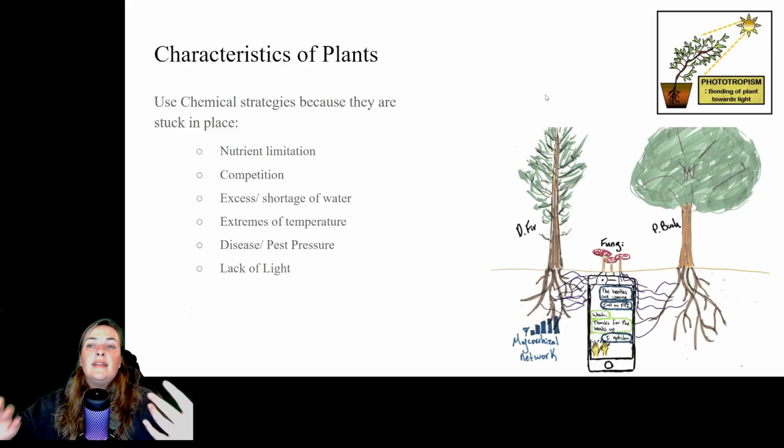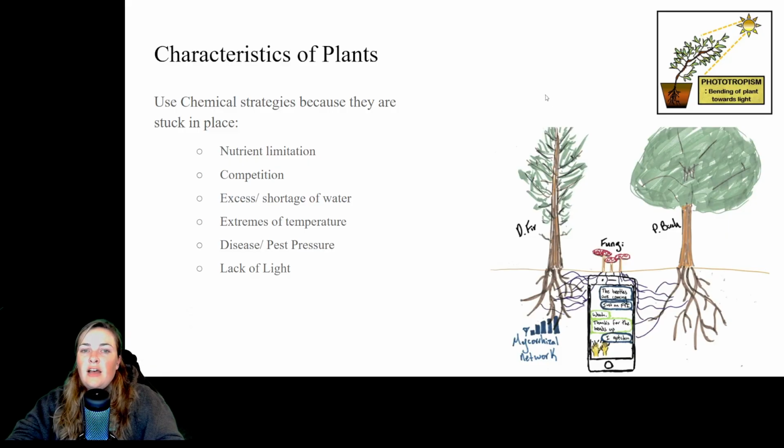Okay, now we're going to talk about characteristics of plants. This is important because this is one of the reasons that we see the things that we do in winemaking, because plants have to respond to their environment in different ways than we do because they're rooted into place, right? They have different procedures, different methods, different strategies, right? So because of this, there's a lot of chemical strategies that plants use.